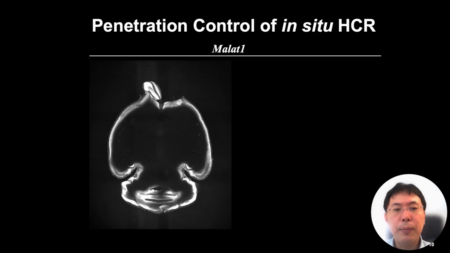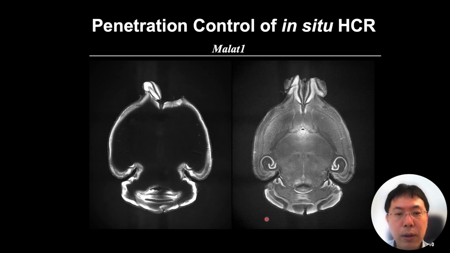Here is another example of messenger RNA staining. This image shows the staining of MALAT1, a non-coding RNA that is ubiquitously expressed in the brain. In conventional methods, the signal appears only on the brain surface, as shown here. This may be because the DNA hairpins are consumed at the surface, preventing deeper penetration. However, with our method, we achieve full penetration of the reagent and observe uniform signals throughout the entire brain.